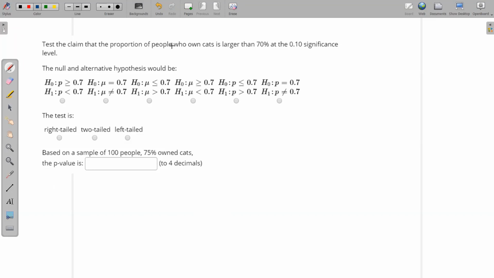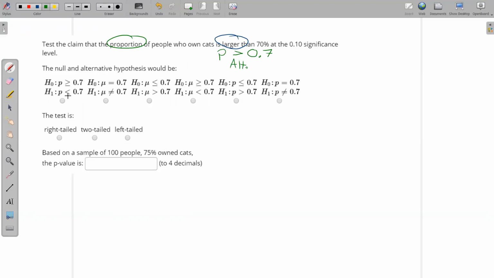So test the claim that the proportion of people who own cats is larger. Larger is the key word there, and larger means greater than, not greater than or equal to. Since this doesn't have an equal to in it, it must be the alternative hypothesis. And then we always state the proportion not as a percent, but as a decimal. And this is a proportion, which means it's a p, not a mu. It's not an average, it's a proportion. So this is my alternative hypothesis.